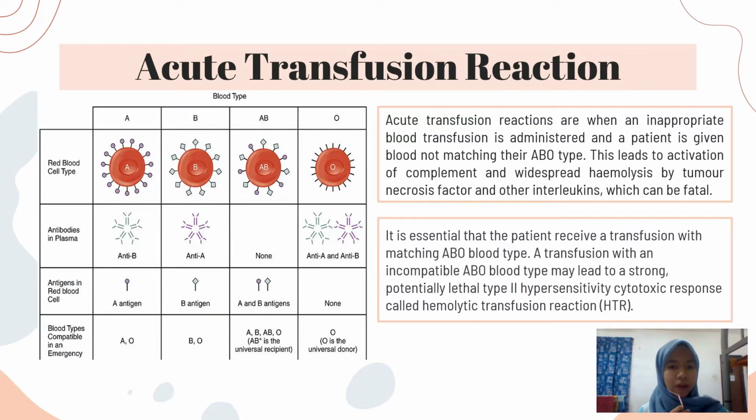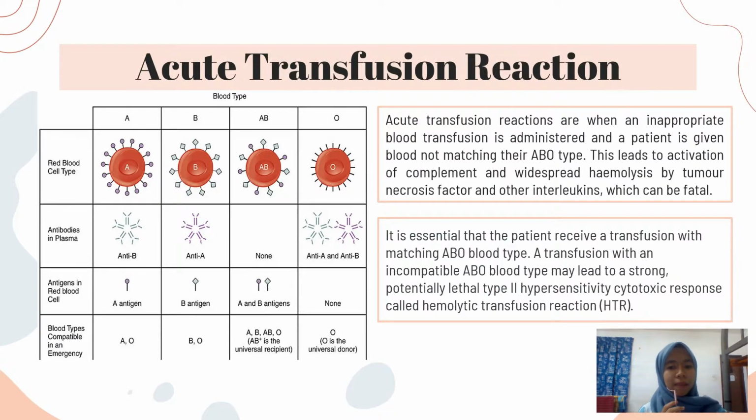Transfusion reaction: an inappropriate blood transfusion is administered and a patient is given blood not matching their ABO type. This leads to activation of complement and widespread hemolysis by tumor necrosis factor and other interleukins, which can be fatal. A person with type A blood has A antigens on the surface of their RBCs and will produce anti-B antibodies to environmental antigens that resemble the carbohydrate component of the B antigens.